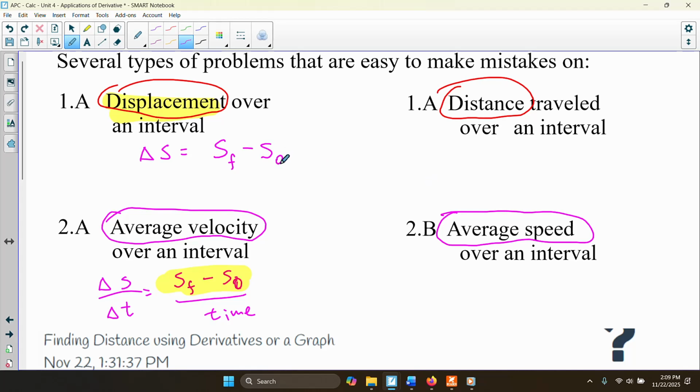Whereas the displacement is simply change in position, which is s final minus s initial, and you could use the letter i in here or whatever for initial. So this is change in position. Whereas distance is a little bit trickier, because it has to do with turning around. If the object did not turn around, both displacement and distance are the same.